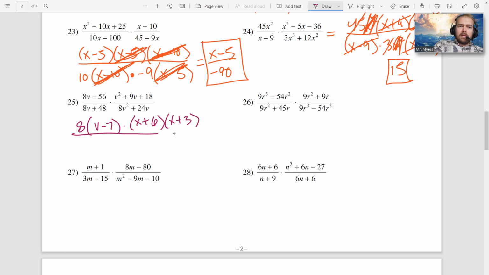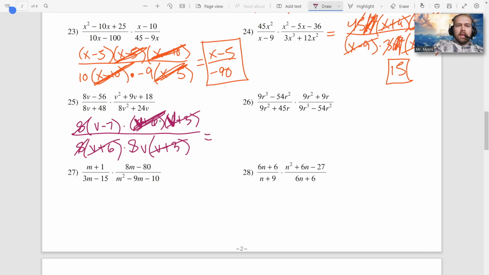Boom, got it. On the bottom, we can factor out an 8, and we'd have v plus 6 left over. Over here, we can factor out an 8v, and it would have v plus 3 left over. So v plus 3s, some 8s, v plus 6. Oh, I wrote x, but I meant to write v. Kind of the same thing, sort of.